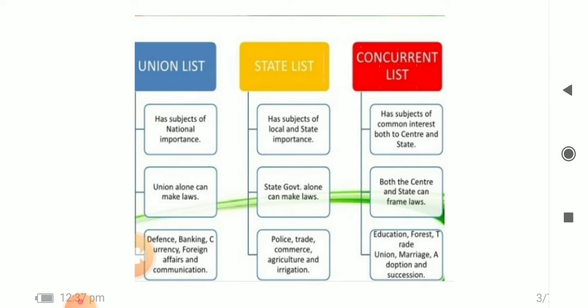But if a law made by both comes into conflict, the law which is made by the union government will prevail. What about the subjects which do not fall in any of these 3 lists? Those subjects are called residuary subjects. According to our constitution, the union government has the power to legislate on these residuary subjects. Example, like computer software.